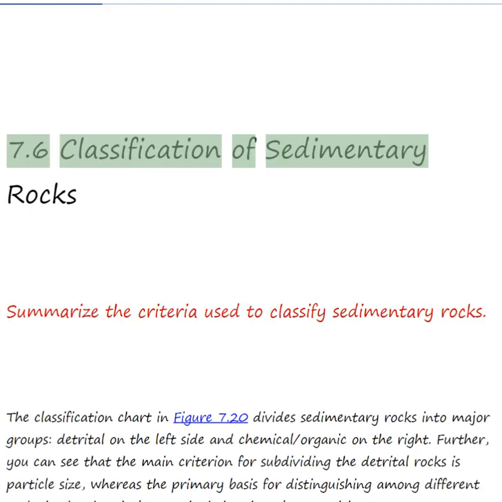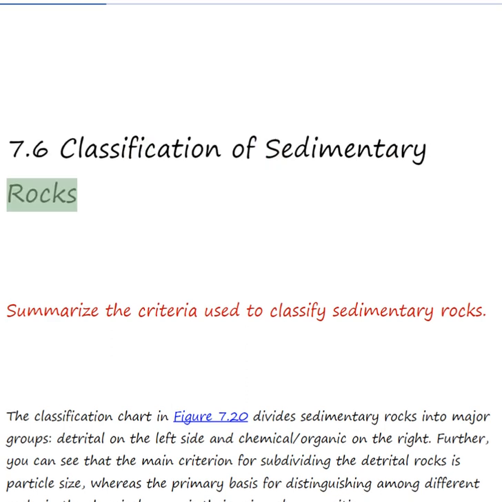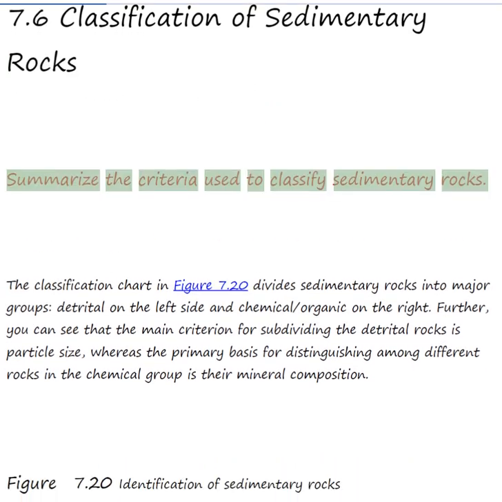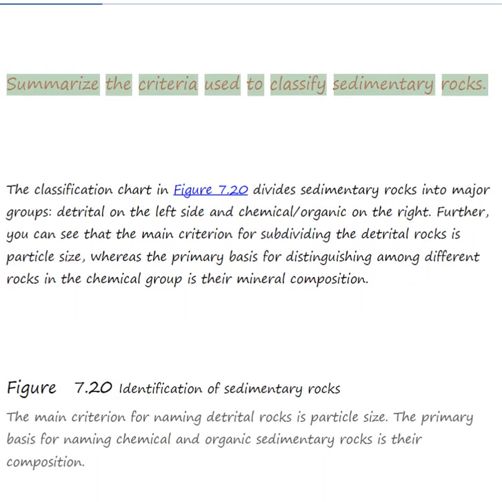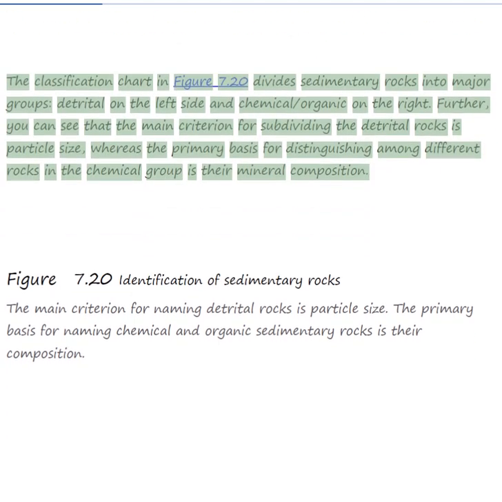7.6 Classification of sedimentary rocks. Summarize the criteria used to classify sedimentary rocks. The classification chart in Figure 7.20 divides sedimentary rocks into major groups, detrital on the left side and chemical and organic on the right. Further, you can see that the main criterion for subdividing the detrital rocks is particle size, whereas the primary basis for distinguishing among different rocks in the chemical group is their mineral composition.